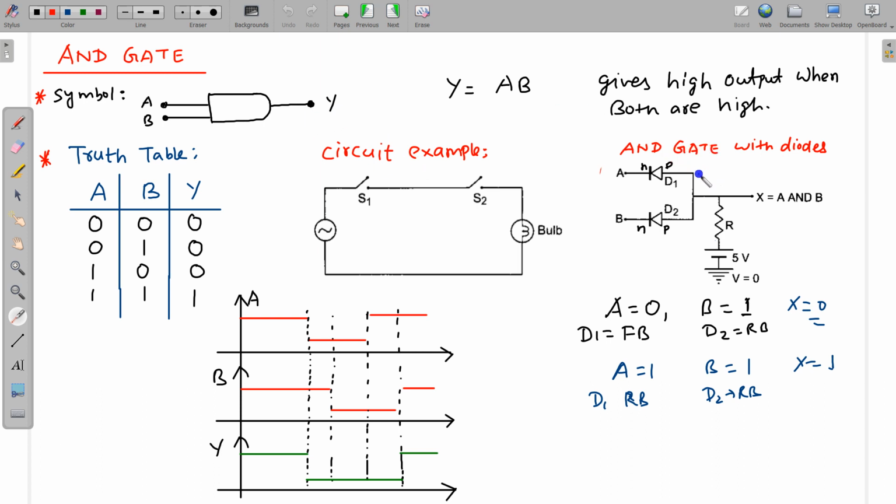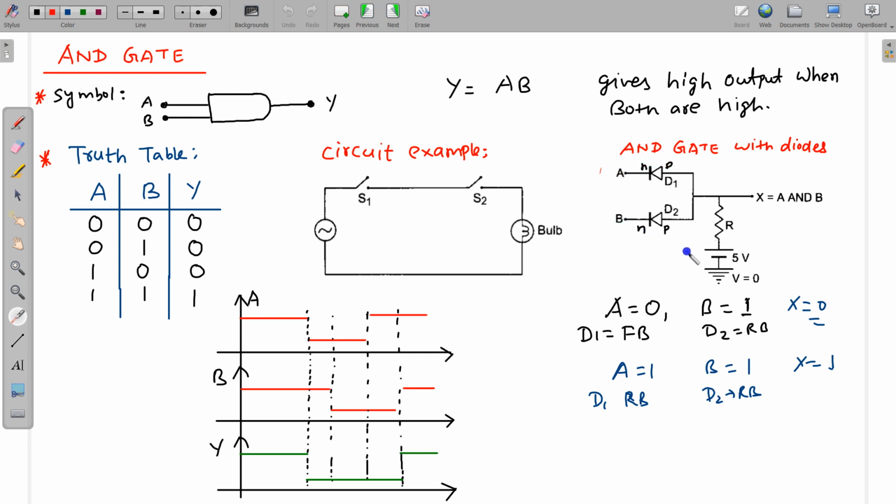AND gate using diodes. Suppose these are two diodes and these are two inputs, A and B. Input voltage will be there, A and B, and this is earth and this is 5 volt. 5 volt just resembles the high voltage, and at this point the output is taken, and this output is denoted by X, which is X equal to A and B, the AND operation. So we can write AB or A and B.